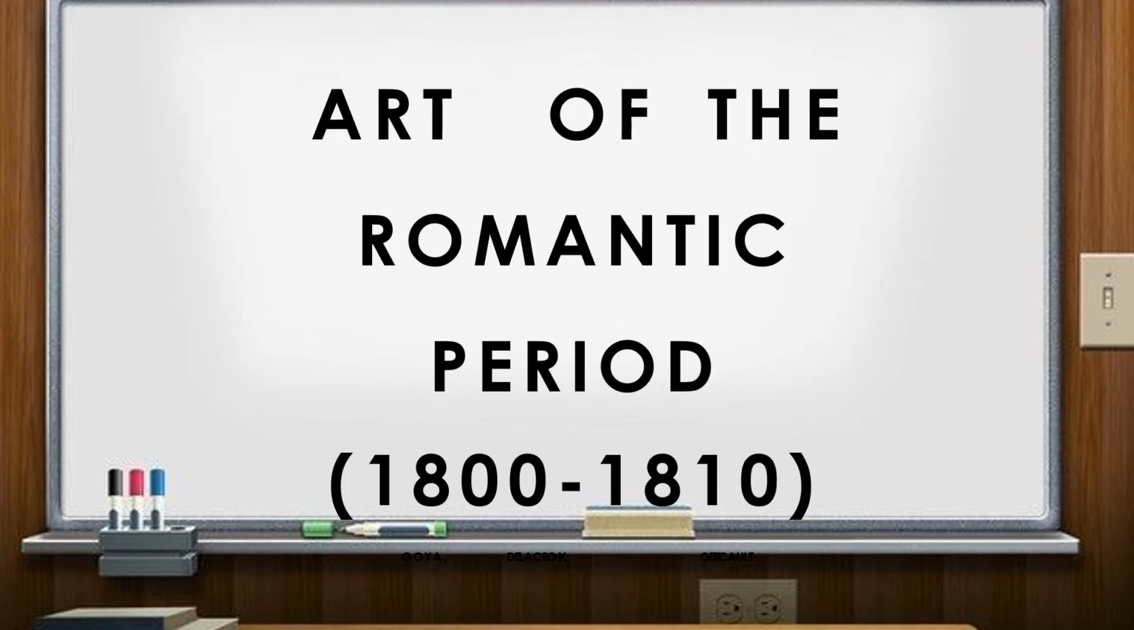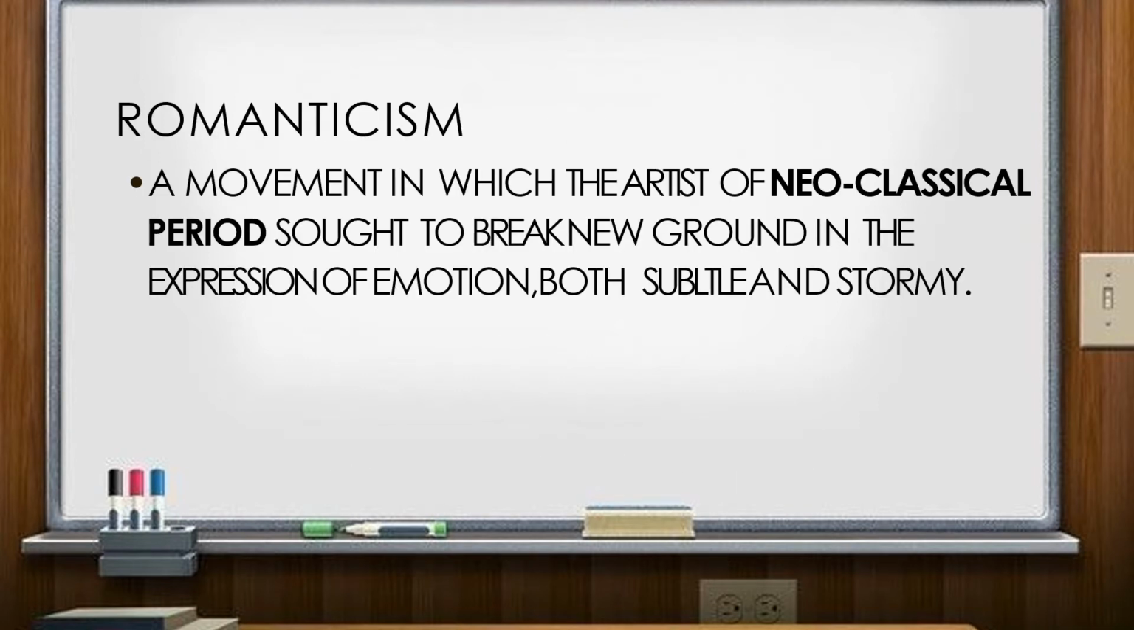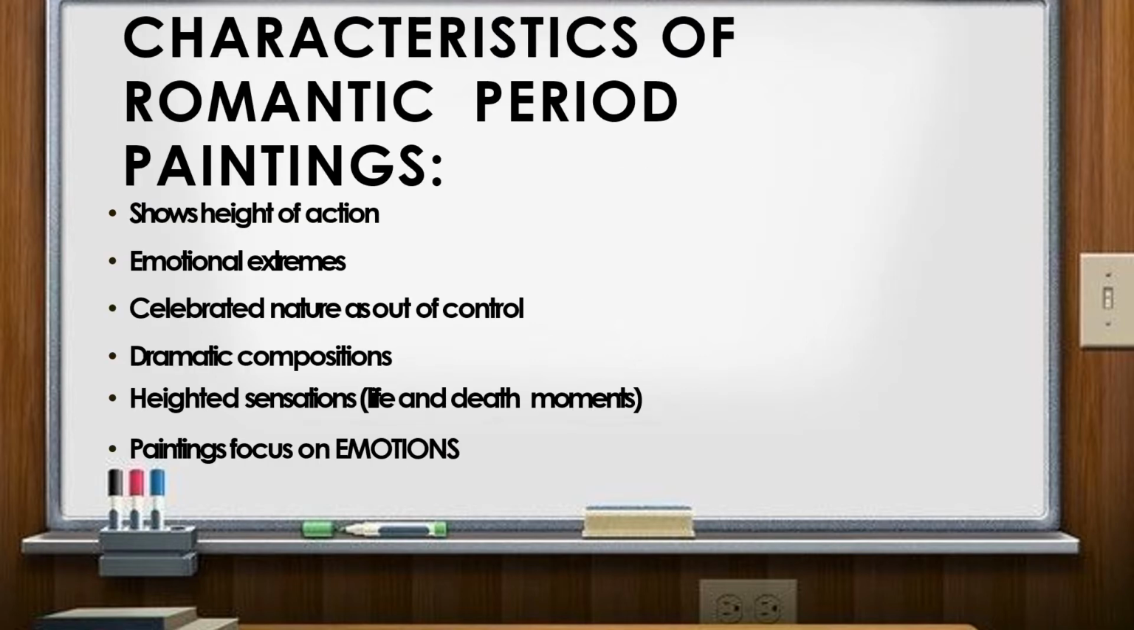Our lesson for today is all about art of the romantic period. Romanticism, a movement in which the artists of the neoclassical period sought to break new ground in the expression of emotion, both subtle and stormy. These are the characteristics of romantic period paintings because they have all the characteristics and elements that they need. They show height of action, emotional extremes, celebrated nature as out of control, dramatic composition, heightened sensation in life and death moments. Paintings focus on emotion.